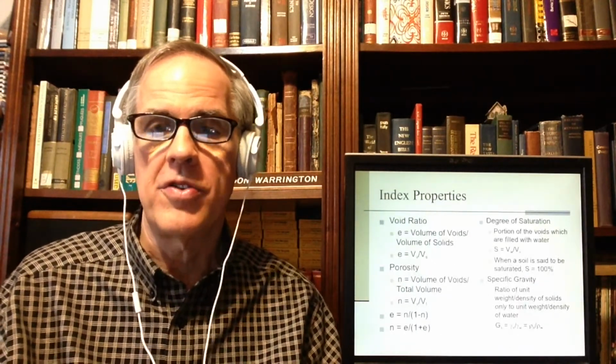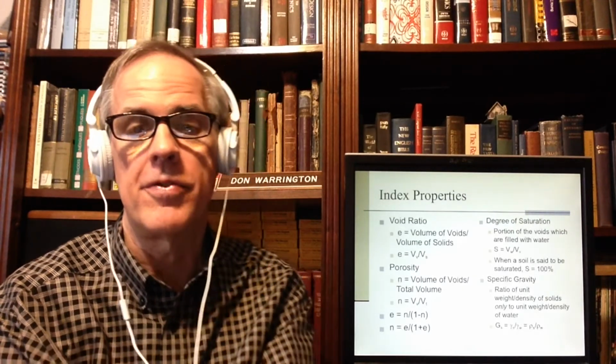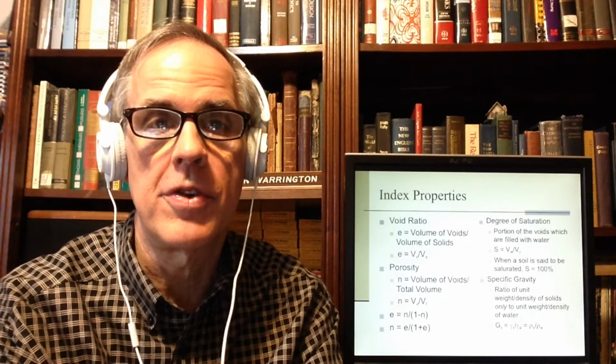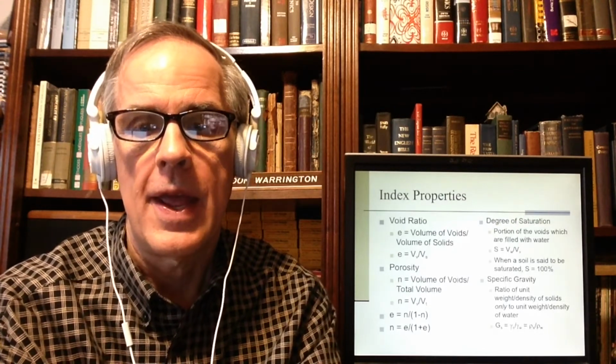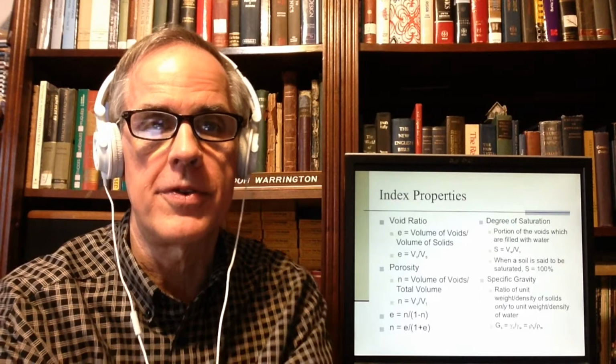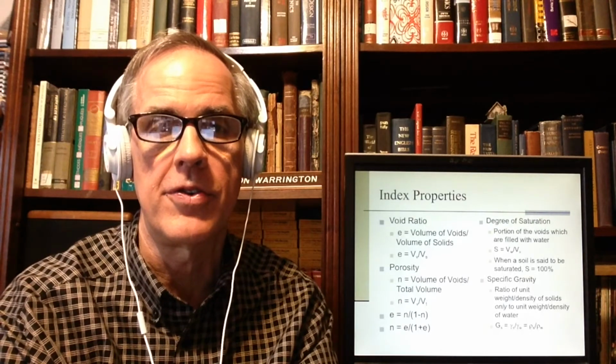The first of those is the void ratio. The void ratio is equal to the volume of the voids over the volume of the solids. Not the total volume, that's porosity. Porosity is the volume of the voids over the total volume. And so the void ratio and the porosity express the same physical reality, but they don't do it in the same way. And they actually can be related to each other. Those two formulas down here relate the two. The porosity and the void ratio do have a relationship.